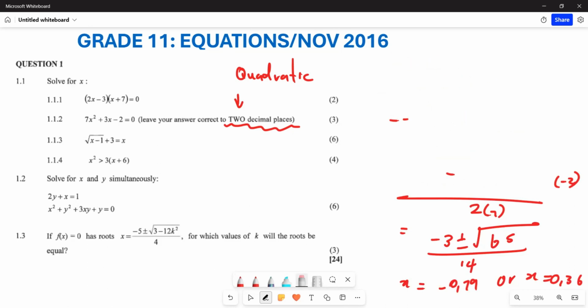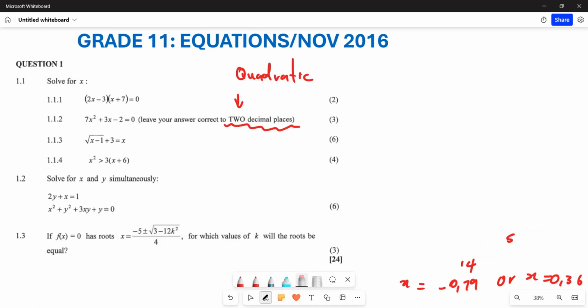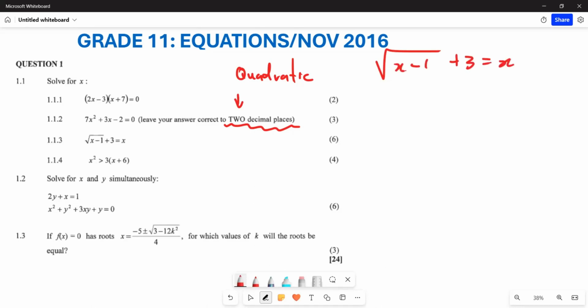Now let's look at 1.1.3 and see what you can do in that particular question. What I want you to take note of is that you have the square root of x subtract 1, plus 3, is equal to x. The first thing you need to do is leave your square root on one side. So this is the square root of x subtract 1 is equal to x, and you transpose the 3 to that side, which becomes negative 3.